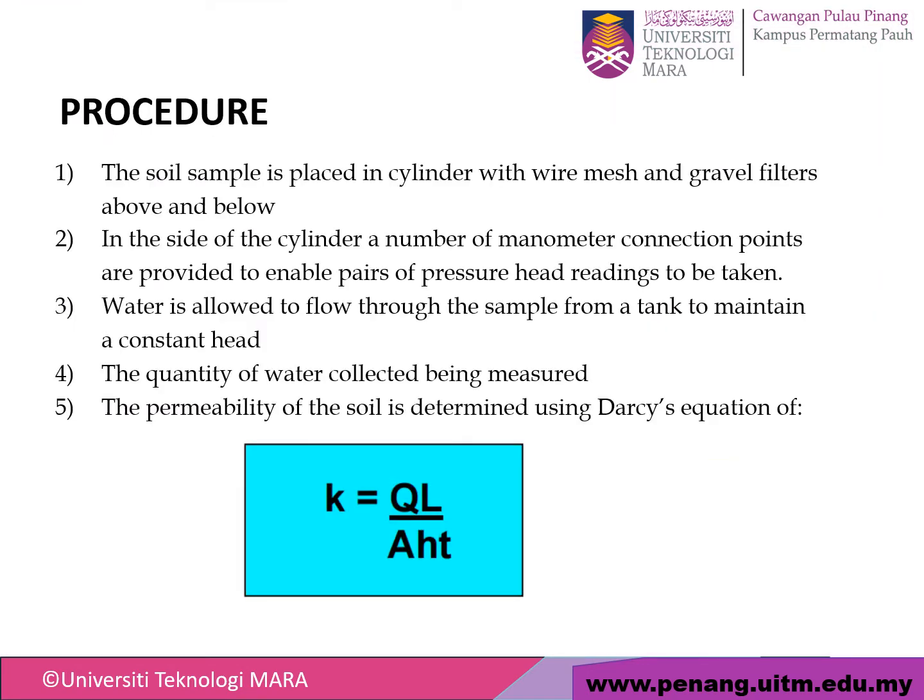Alright, this is the test procedure for the constant head test. You may refer to the procedure, and this is the equation that we are going to use to determine the coefficient of permeability for the constant head test: K = Q times L over A H T. So what is Q? What is L? What are A, H, and T?